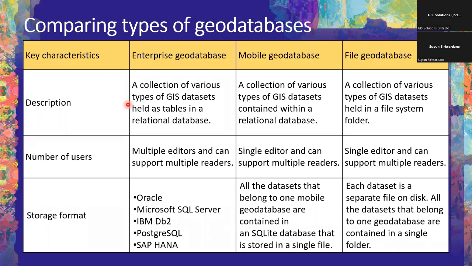In ArcMap, there were 3 types: file geodatabase, personal geodatabase, and enterprise geodatabase. This personal geodatabase is not further encouraged, and in ArcGIS Pro, you can't create personal geodatabases. But again, in Pro, there are 3 geodatabase types: file geodatabase, mobile geodatabase, and enterprise geodatabase. So this file geodatabase is the most recommended when you are working in a local environment.